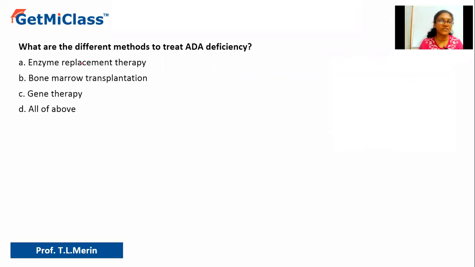Let's solve this question which says, what are the different methods to treat ADA deficiency? Option A, enzyme replacement therapy. Option B, bone marrow transplantation. Option C, gene therapy. And option D, all of the above.